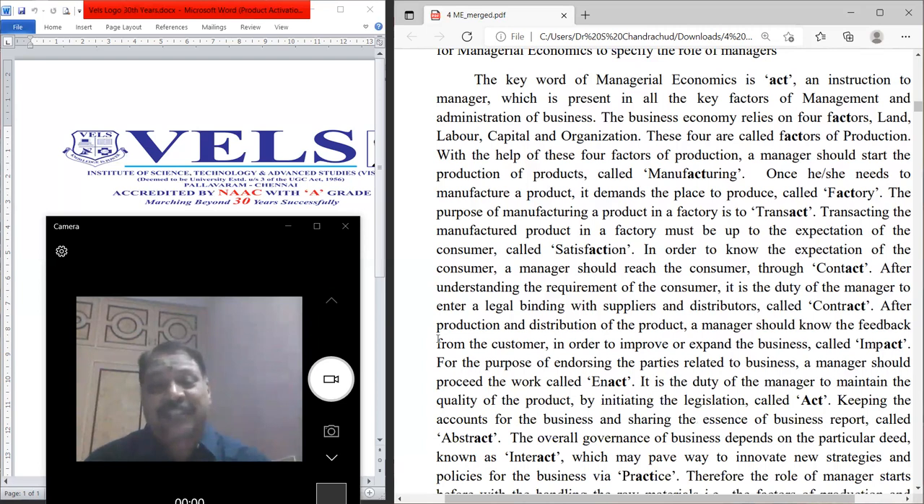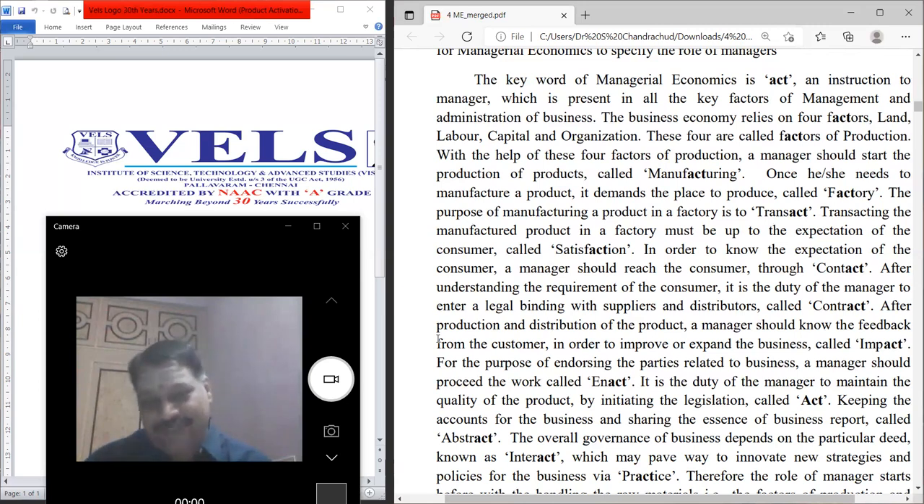After the production and distribution of the product, a manager should know the feedback from the customer, whether the product is good or not, in order to improve or expand the business. So he should know what is the impact of the product on the consumer. See the spelling? IMPACT. For the purpose of endorsing the parties related to the business, the manager should proceed with the work called enact.